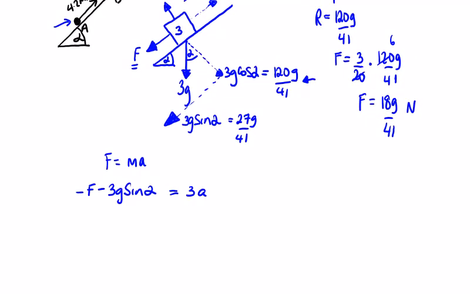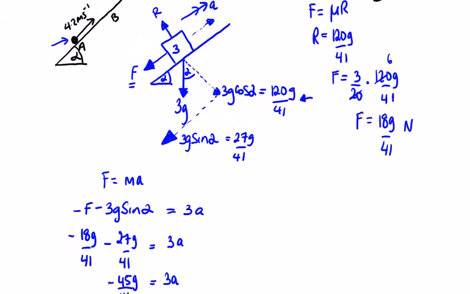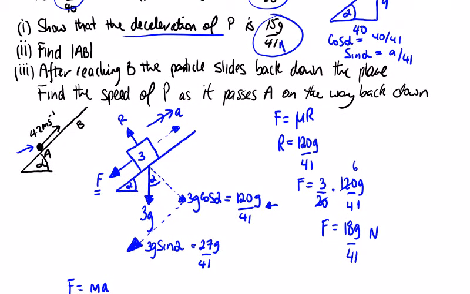So what do we get for F? 18g/41. So minus 18g/41 minus 3g sine alpha, which is 27g/41, is equal to 3a. So 18 plus 27 is 45, minus 45g/41 is equal to 3a. So in that case, a is equal to, if we bring the 3 under, it's going to divide into the 45 15 times, so minus 15g/41, which is the deceleration, 15g/41, which is what we were asked in here.